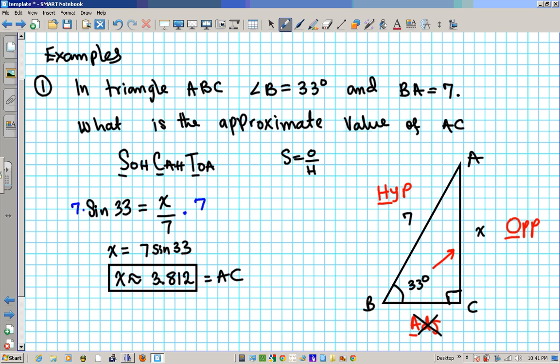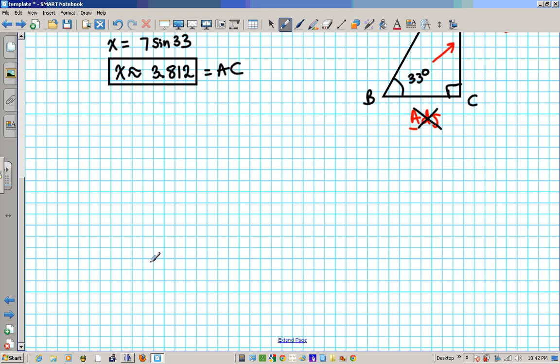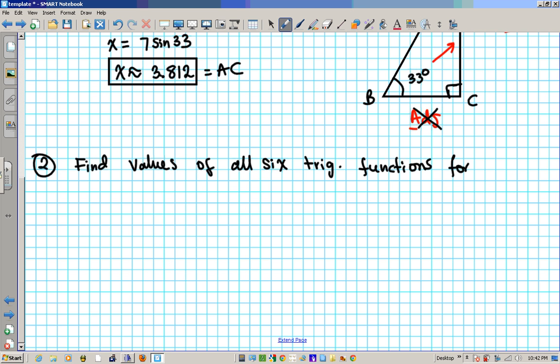Example 2. In this one, find the values of all 6 trig functions for angle B. Let's consider this triangle right here.